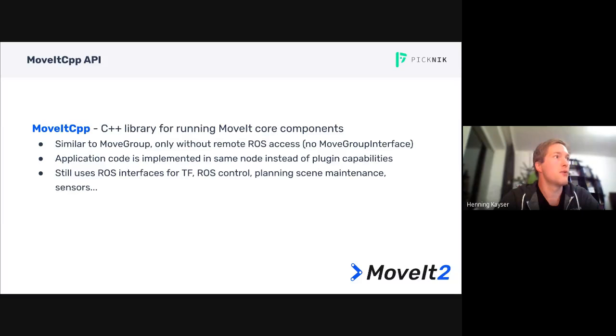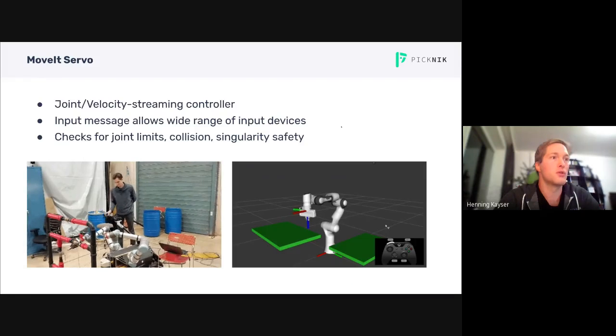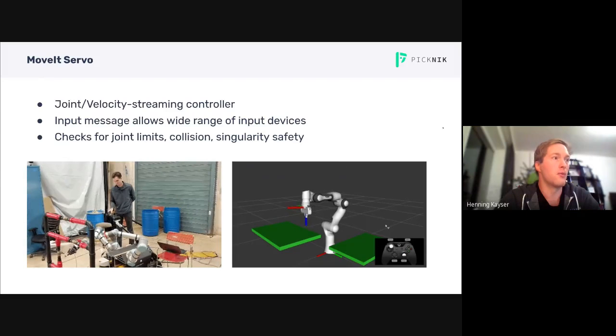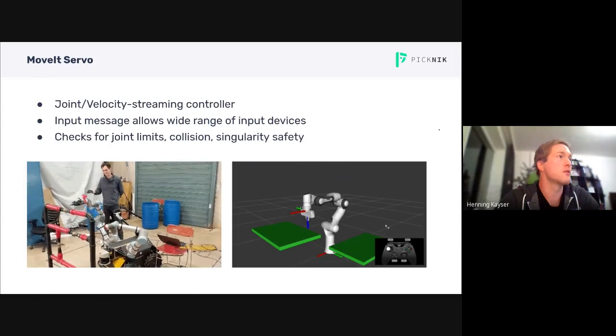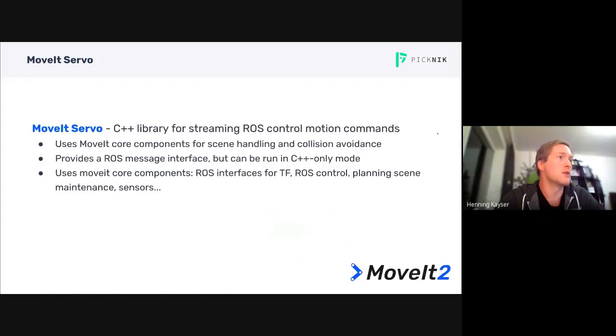And then third is MoveIt Servo, which is another library for running streaming motions, mostly Cartesian input. And this one is also heavily based on MoveIt core components. You can run it with ROS messages or in C++ only mode, so both are possible. And it also uses the same ROS channels as MoveIt CPP, so TF, ROS control, planning scene maintenance, sensors.